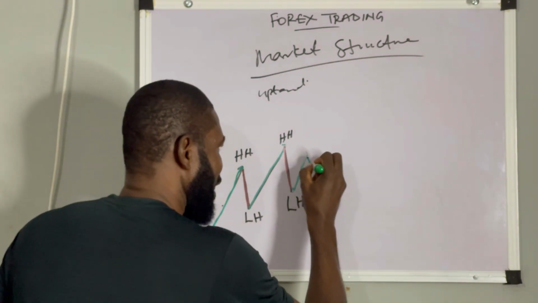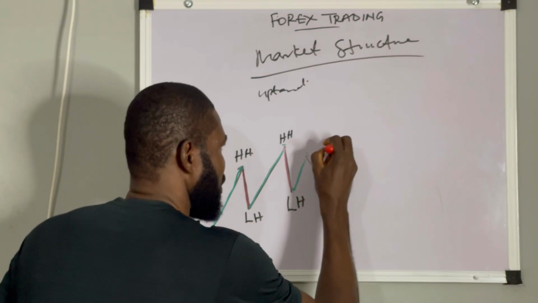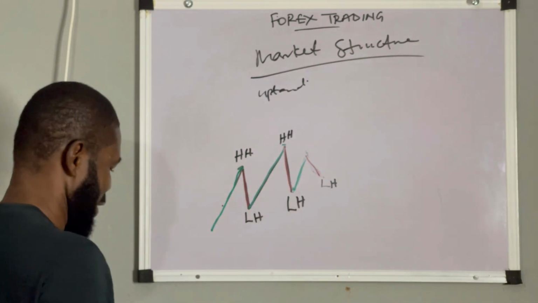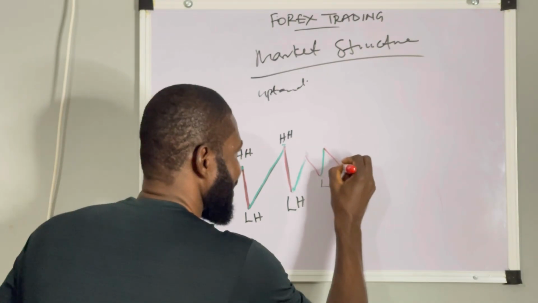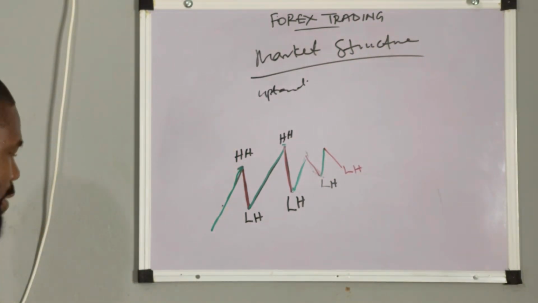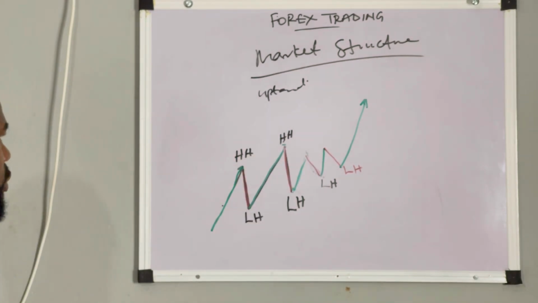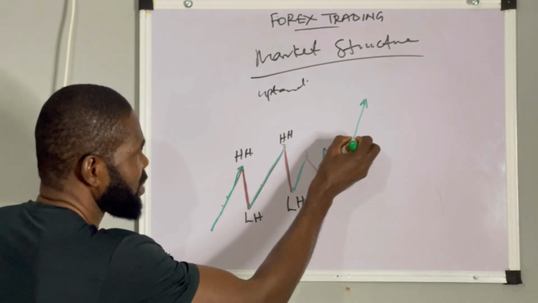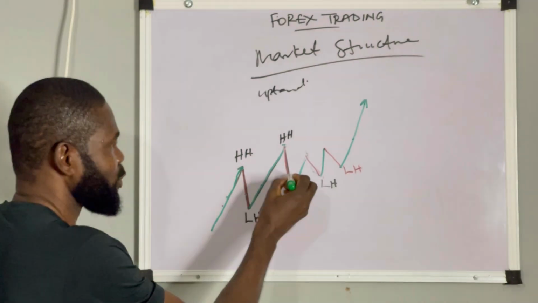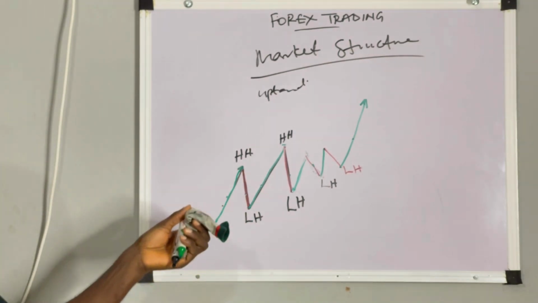So now, after the lower low, there's another movement, an impulsive movement. Maybe it is still not enough to break this structure before it forms the next lower low. Maybe the next impulsive movement will now move to break this structure. So this movement now qualifies as an impulsive movement. So here we have 1, 2, 3 impulsive movements. But we have 1, 2, 3, 4 retracements. So sometimes the market can be like this.